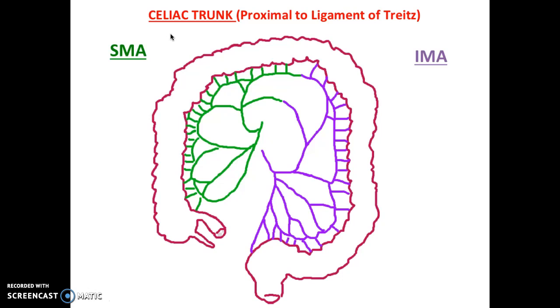So remember that this supplies the 3 epigastric organs. You have the stomach, the liver, and the spleen. I like to think that this perfuses about to the area of the ligament of Treitz, so that proximal duodenum. Now, where the celiac supply ends, the superior mesenteric artery, or the SMA, which I've drawn here in green, begins.